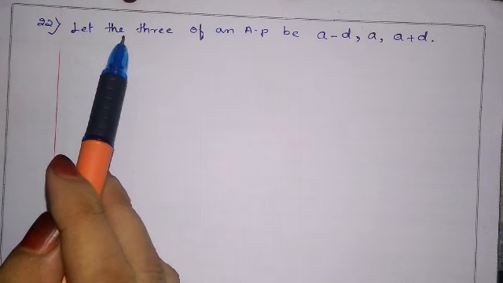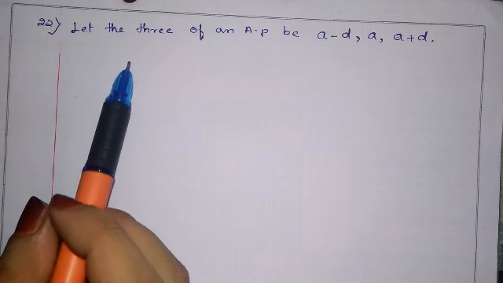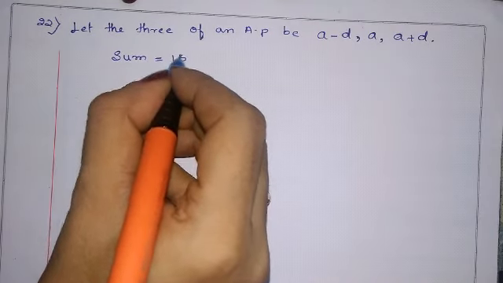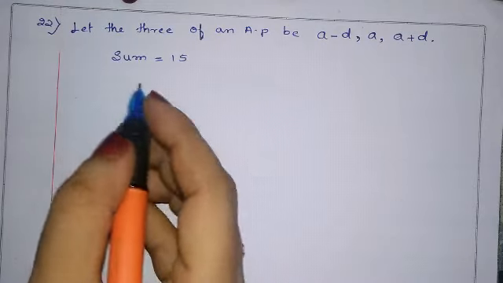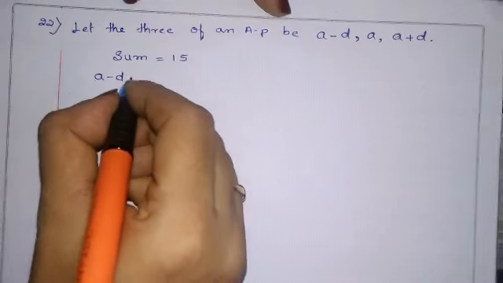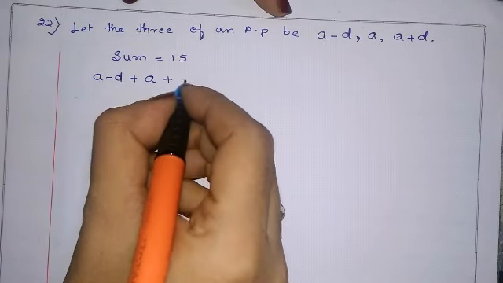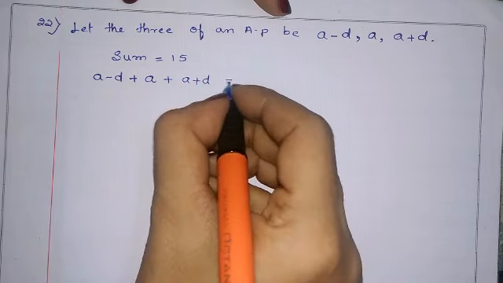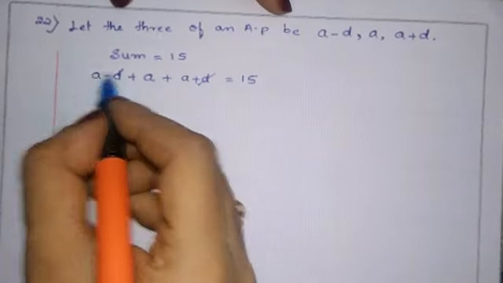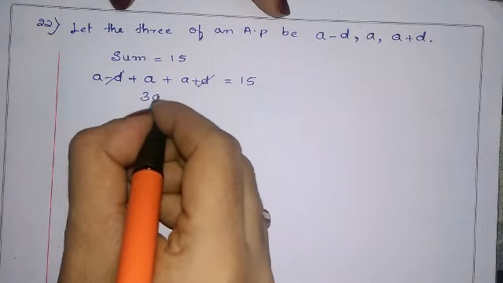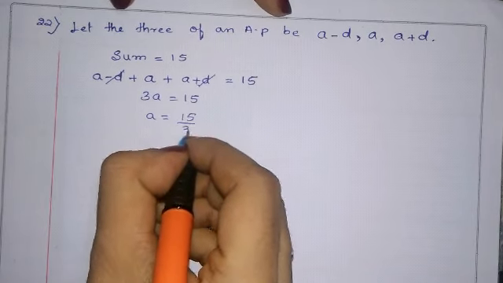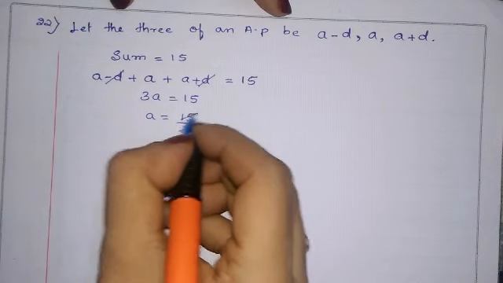Here they have asked to find the three terms in AP whose sum is 15. So the sum of these three terms is given as 15. So let me write a minus d, plus a, plus a plus d is equal to 15. So d gets cancelled. 1, 2, 3. 3a is equal to 15. a is equal to 15 by 3. 3 ones are 3, 3 fives are 15.